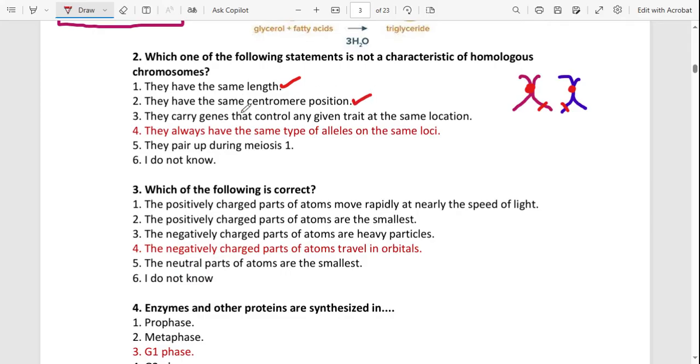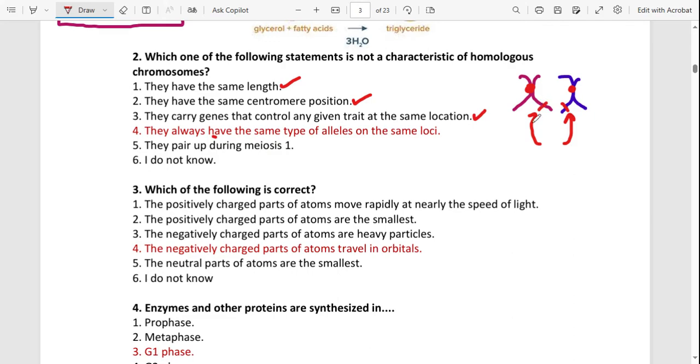That's true. They carry genes that control any given trait at the same location. This is also true. Any given trait. For example, at this point you can have the gene for eye color. Even here the gene for eye color. Number 4 is saying they always have the same type of allele on the same loci. Now that's not true. An allele is an alternative form of a gene.